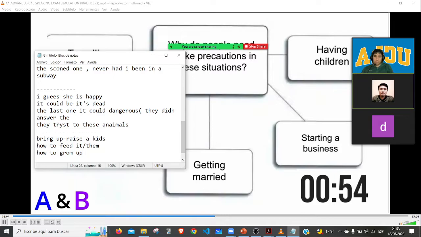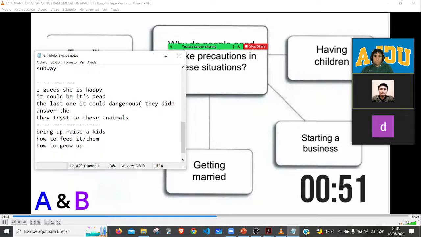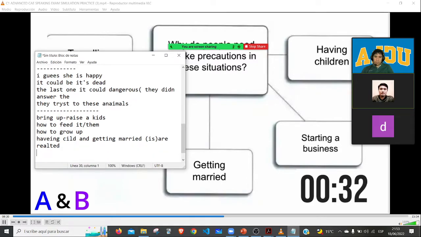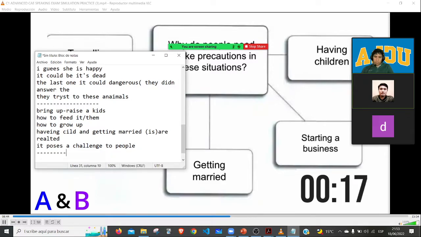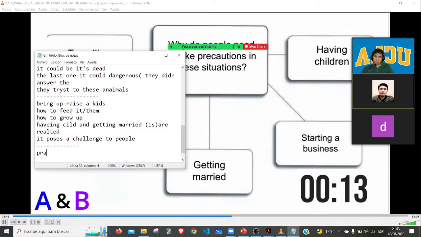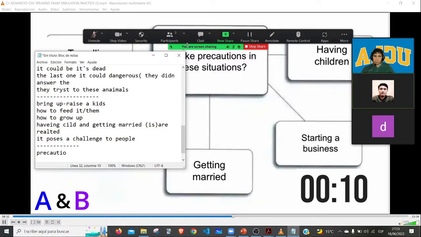So, what do you reckon, Jimmy? In my humble opinion, having children and getting married are related, and you need to be careful with this lifestyle, no? Because getting married is a big responsibility, and having children too. Maybe you take a lot of precautions with, for example, starting a business or changing jobs, because you can try it again, no problem. But having children and getting married is serious. Yeah, I think so.